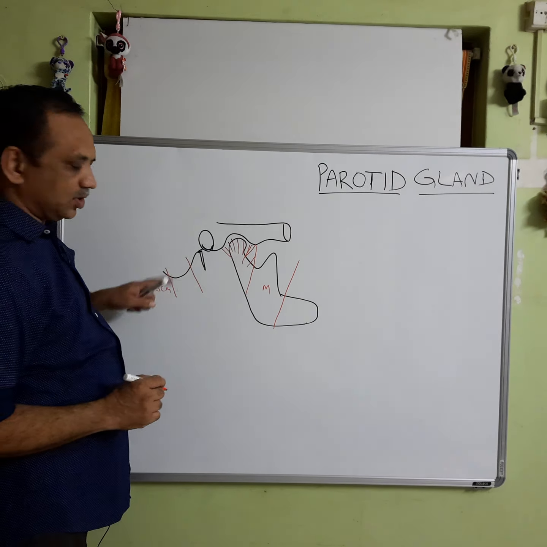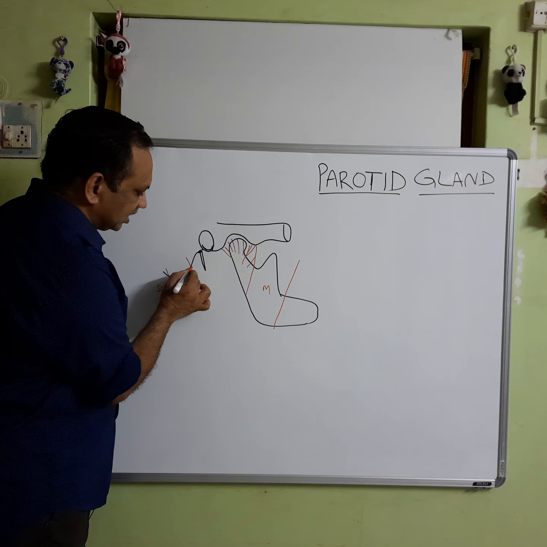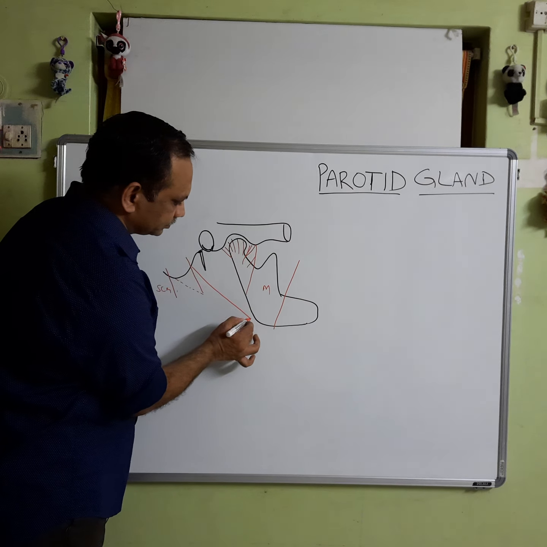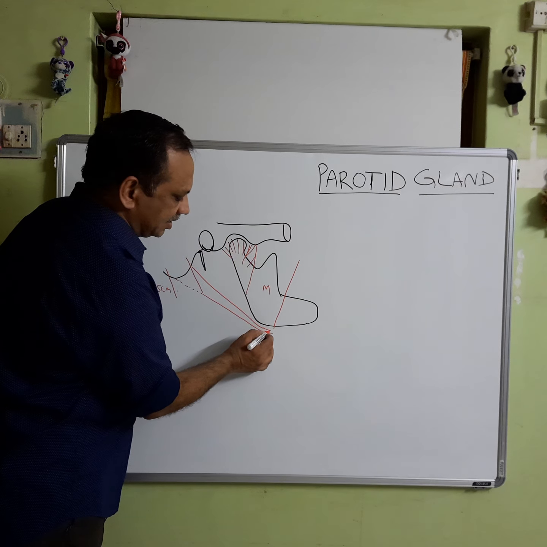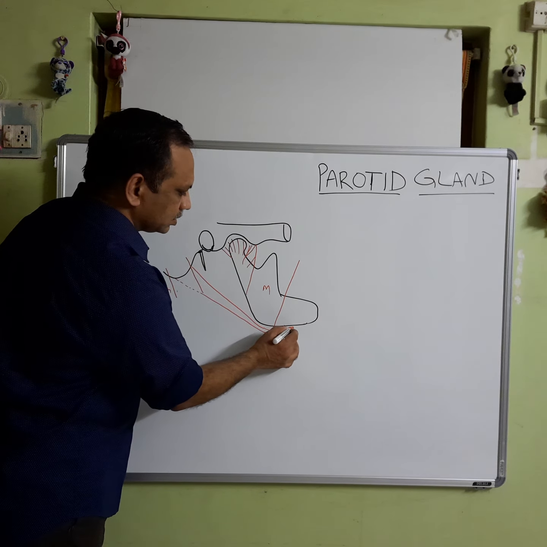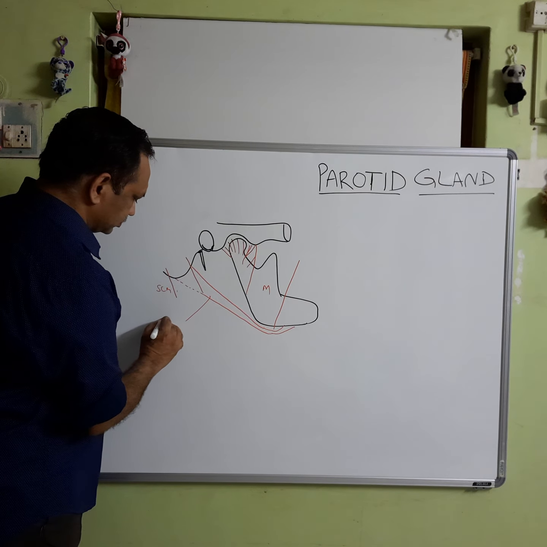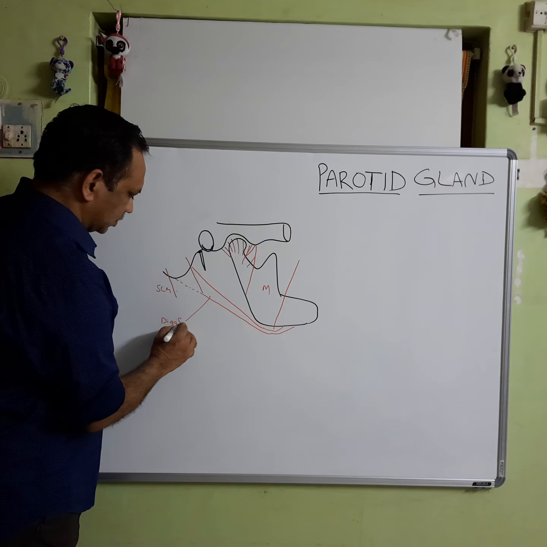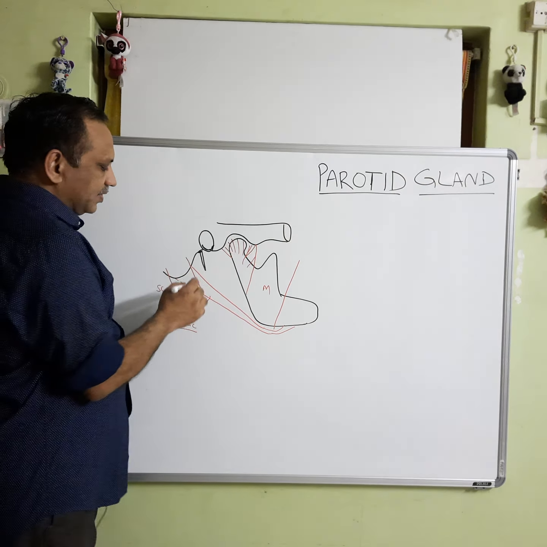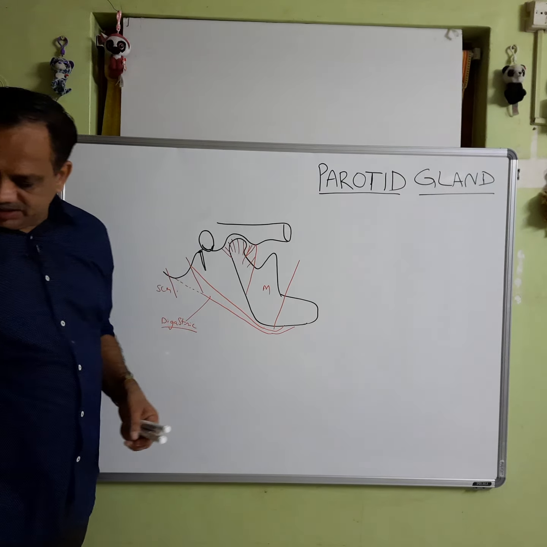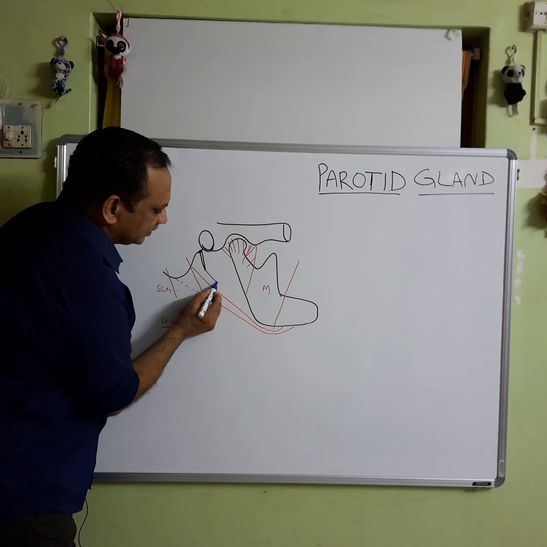And medial to this process, the posterior belly of digastric takes origin. It goes like this towards the hyoid bone, to the intermediate tendon, and it goes on as the anterior belly. This is the digastric muscle. Digastric means two bellies.